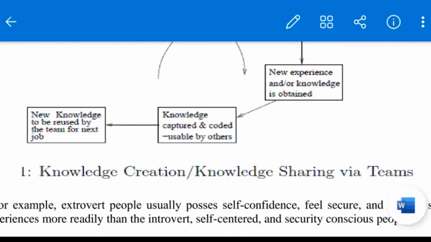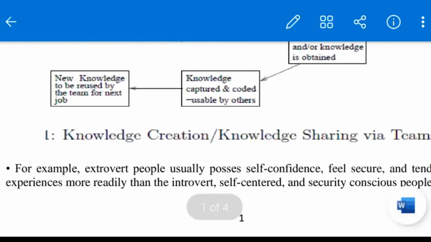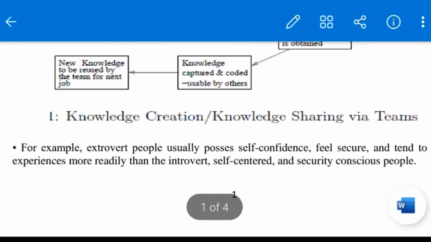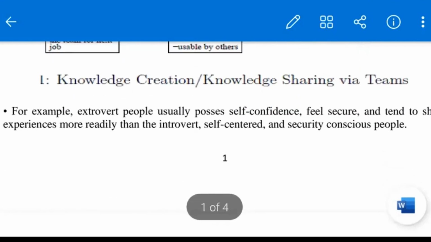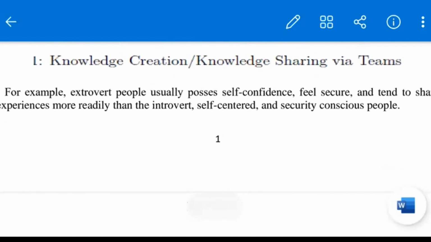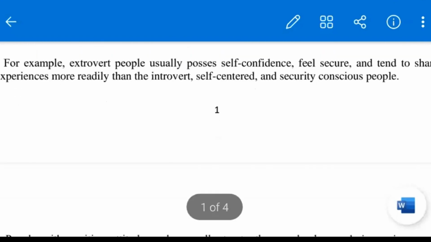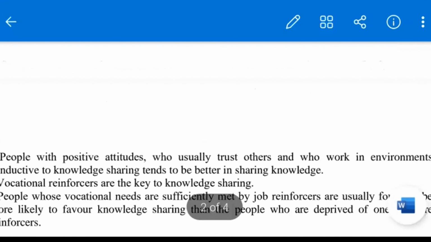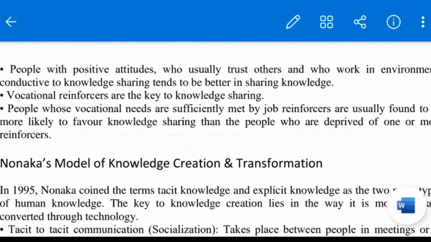But everyone is not comfortable with the sharing of knowledge. So what are the possible hindrances? First of all, it depends upon the personality of the person who is going through this process. Extrovert people who have more confidence feel secure, and they tend to share their experiences more readily than introvert persons. The extrovert person speaks a lot, shares his experiences, and is more confident that it is not going to harm him even if he shares this knowledge with you or our other team. But the introvert person keeps those things to himself, so he is shy to share them.